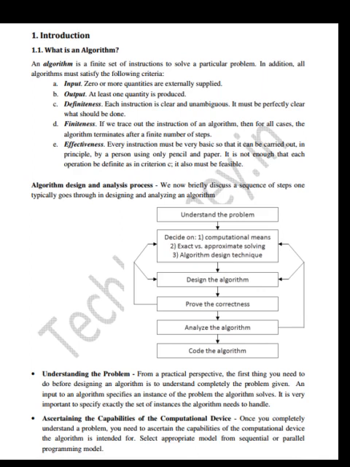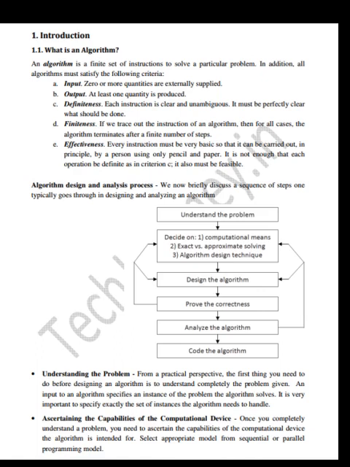Finiteness: if we trace out the instruction of an algorithm, then for all cases the algorithm terminates after a finite number of steps. Effectiveness: every instruction must be very basic so that it can be carried out in principle by a person using only pencil and paper. It is not enough that each operation be definite as in criterion C. It also must be feasible.